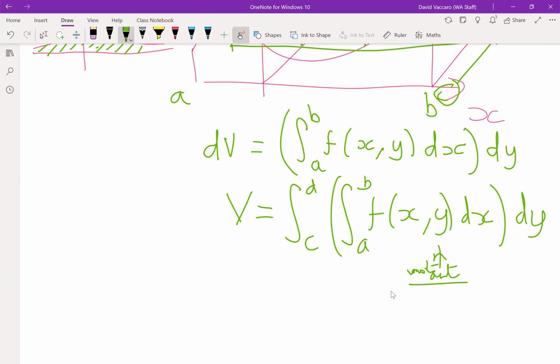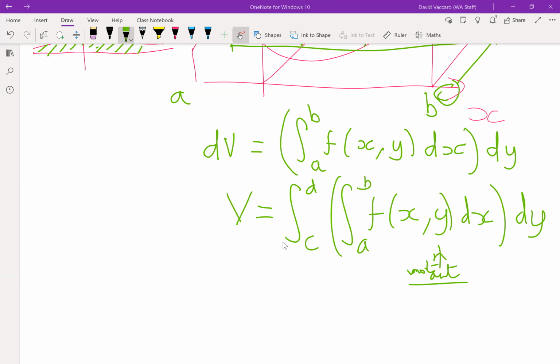Okay. Can I just check everyone's following? Does anyone have any questions about why this volume is a double integral? If you understood that argument, or you're happy for me to carry on, put a thumbs up. If you've got any questions, then let me know. Okay, we've got a couple of thumbs up.